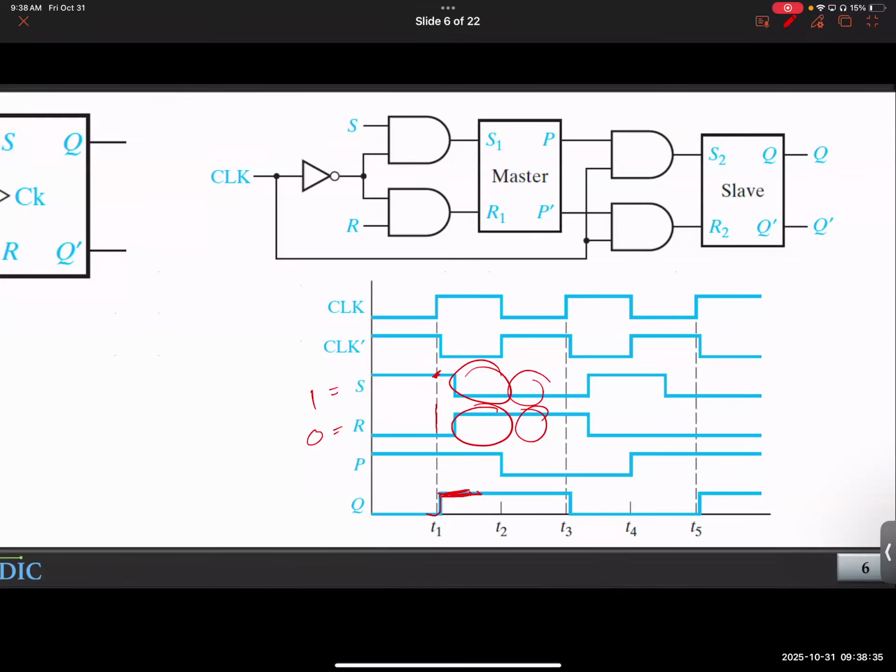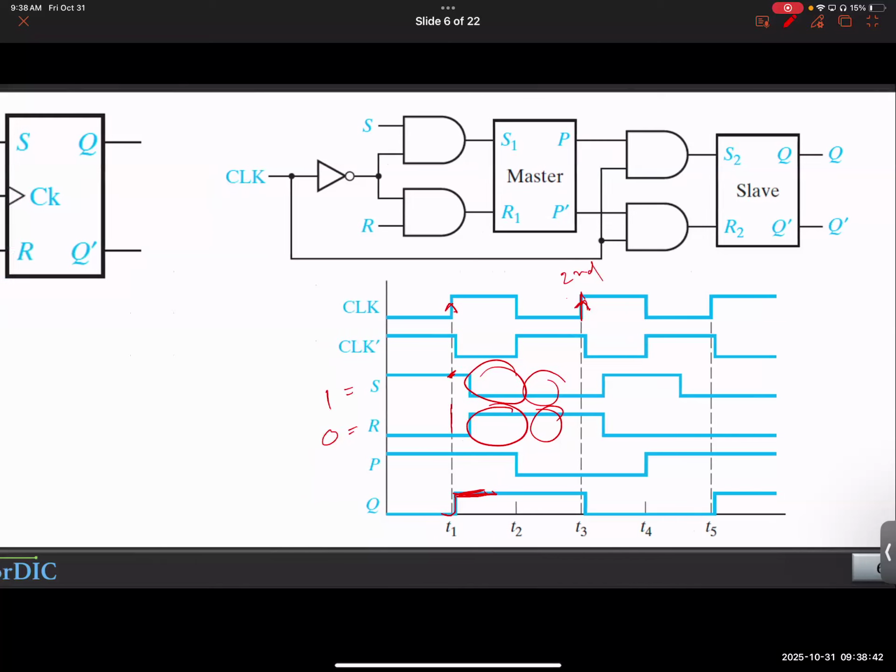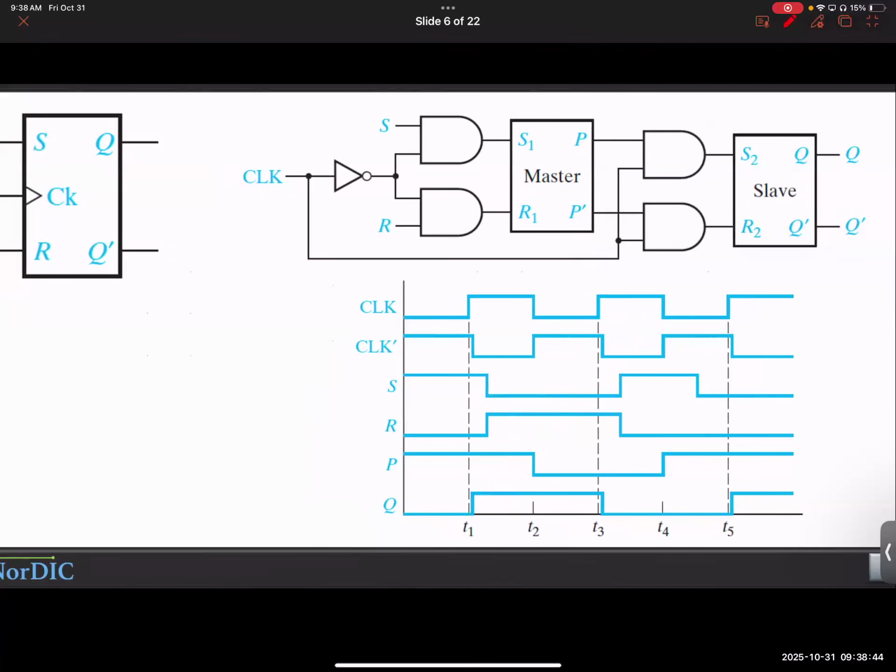We move forward and go all the way up to the next rising edge. So this is the first rising edge. This is the second rising edge. At this edge, it looks at set and reset.